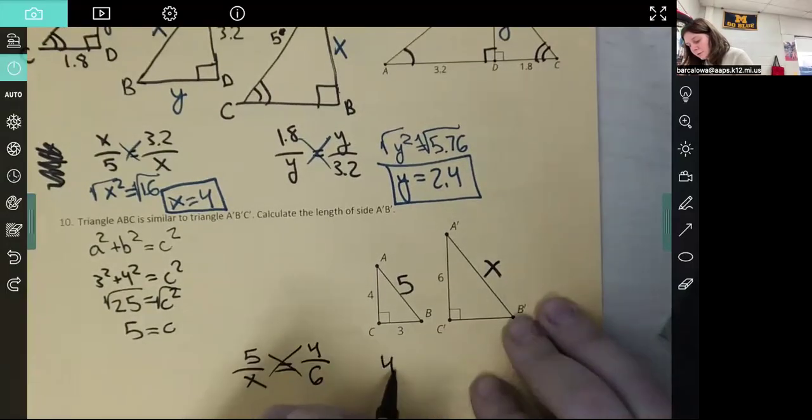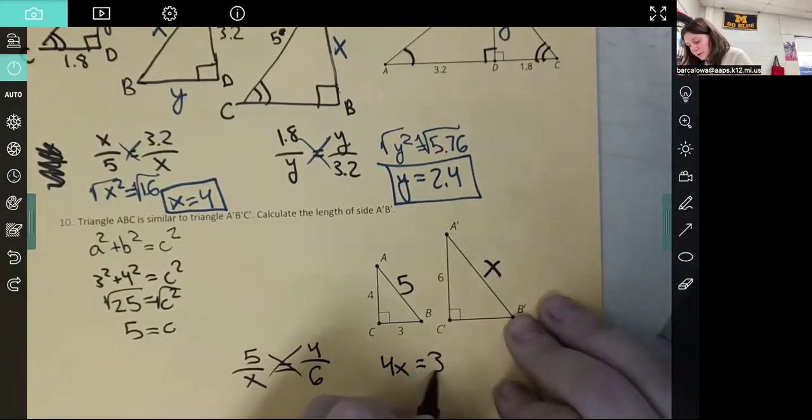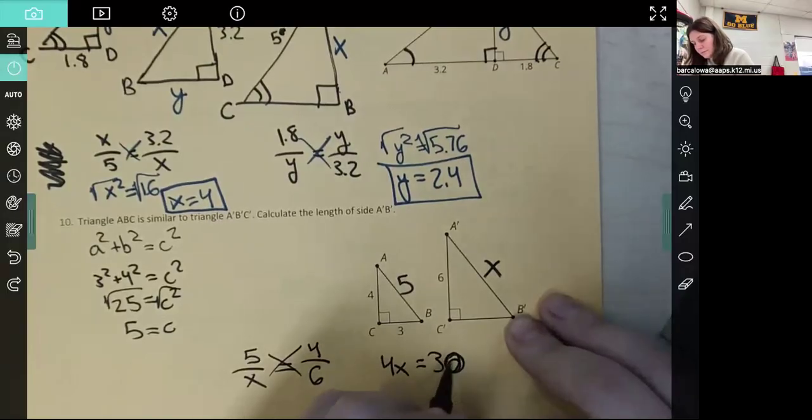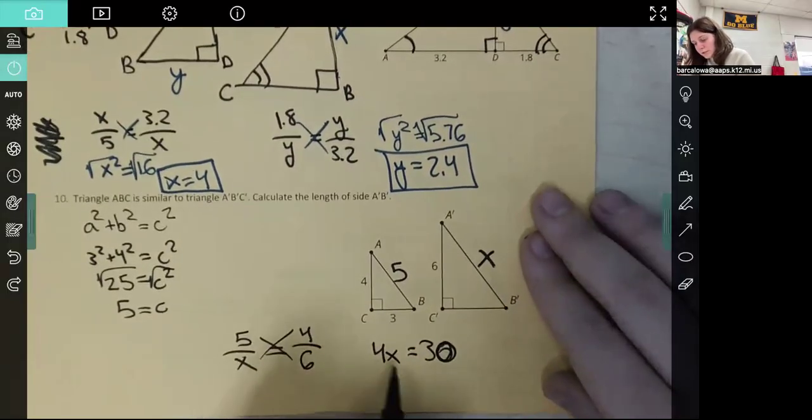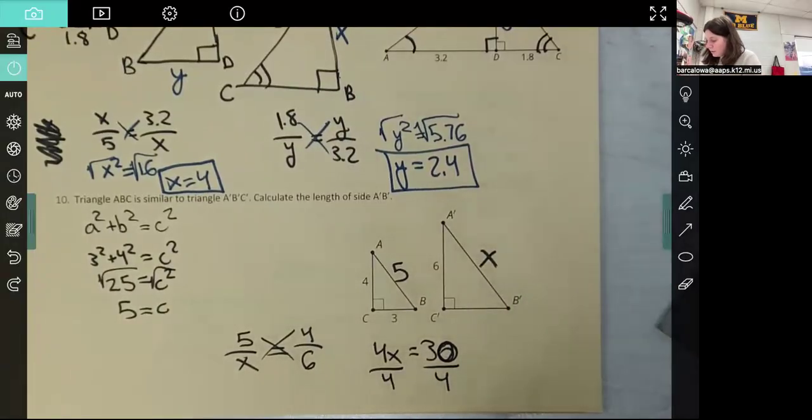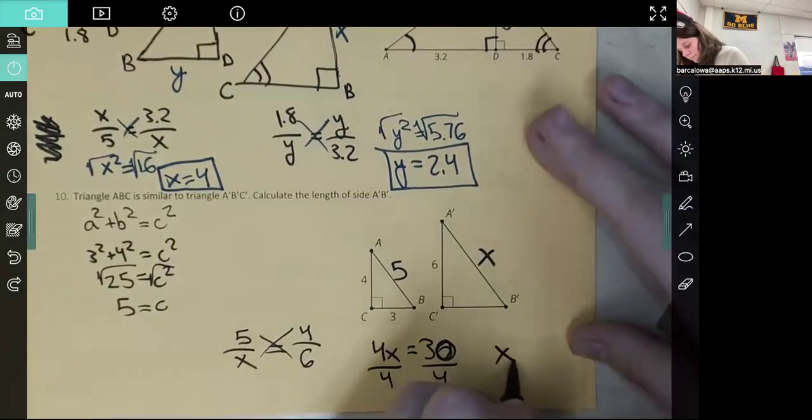Okay, again, cross multiply. X times 4 is 4X. 5 times 6 is 30. Okay, 4 times X, so I gotta divide by 4. 30 divided by 4 is 7.5.